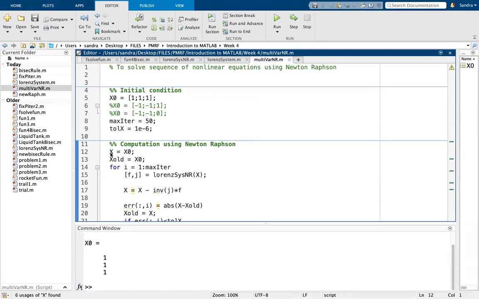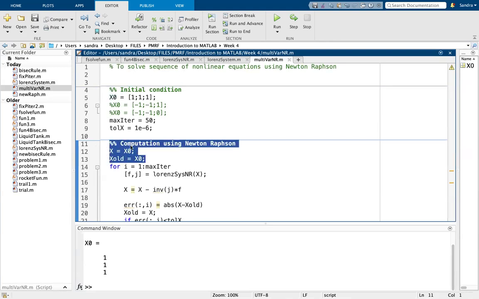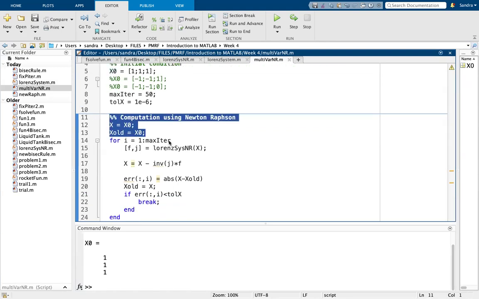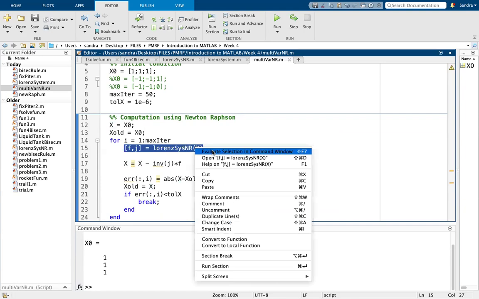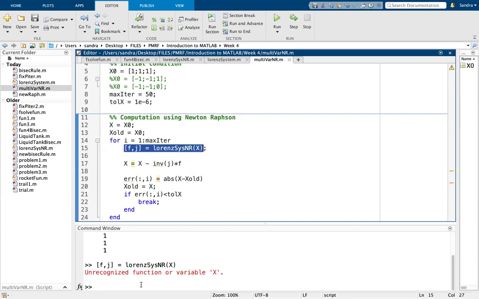My x new is equal to x0, x old is equal to x0, just like I did earlier for my Newton-Raphson. I can run it for max iteration 50. I'm using, for a particular x, the Lorentz function. So I'll run this code for you and show you what will happen. So x is equal to x0.